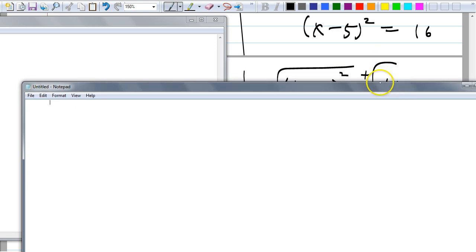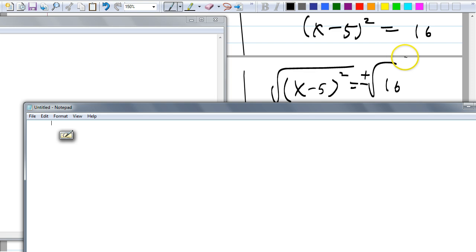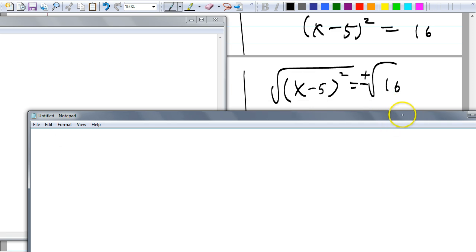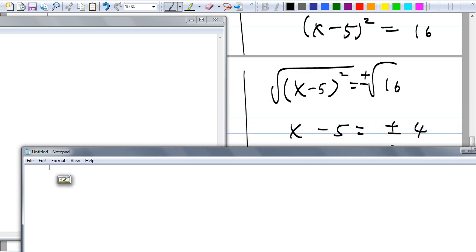Square root both sides. Did you all remember to put positive or negative on the right side where the number was? What is the square root of 16, by the way? 4. So you get positive or negative 4. The square root and the square cancel out, so you just get x minus 5 on the left side. So what do we do? We add 5.